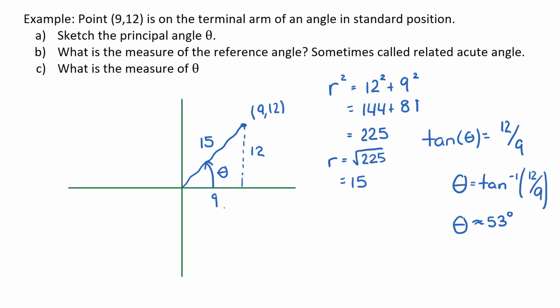Now the last part is, what is the measurement of theta? Well, the measurement of theta here is going to be the same thing, 53 degrees, because the related acute angle, or the reference angle, is the acute angle made with the horizontal axis, whereas the measurement of theta is the distance from the initial arm to the terminal arm. So since in this example we have (9, 12) in the first quadrant, they're going to be the same.